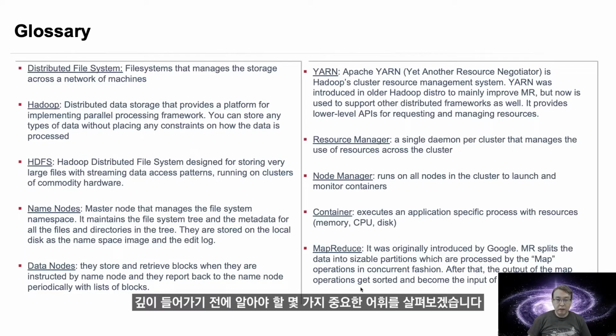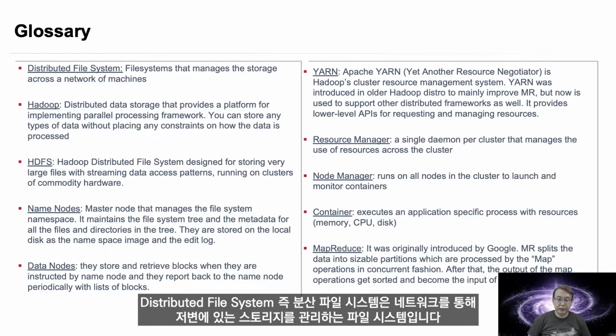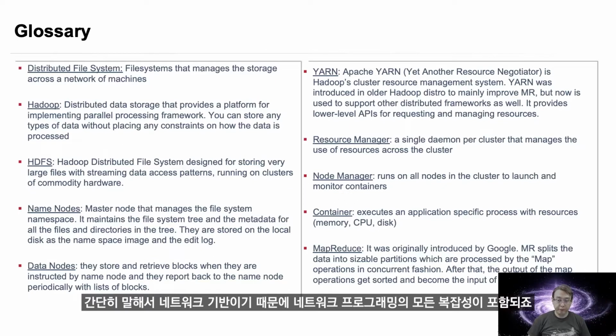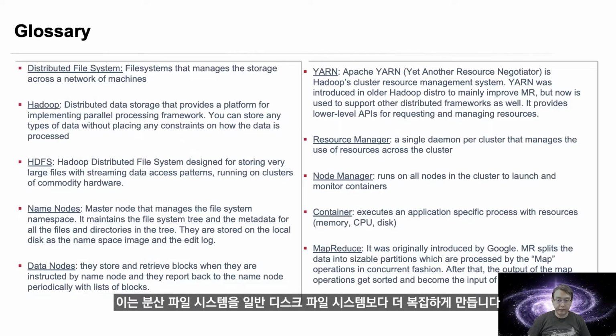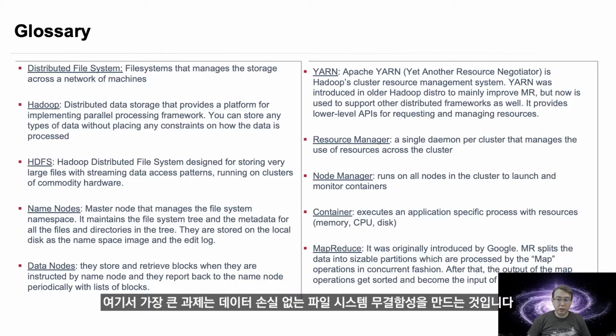Let's go over some important vocabularies that we need to know before deep diving. Distributed file system is a file system that manages underlying storage across network. Simply put, since they are network-based, all the complications of network programming kick in. This makes distributed file systems more complex than regular disk file systems. Biggest challenge here is making the file system fault tolerant with a zero data loss.